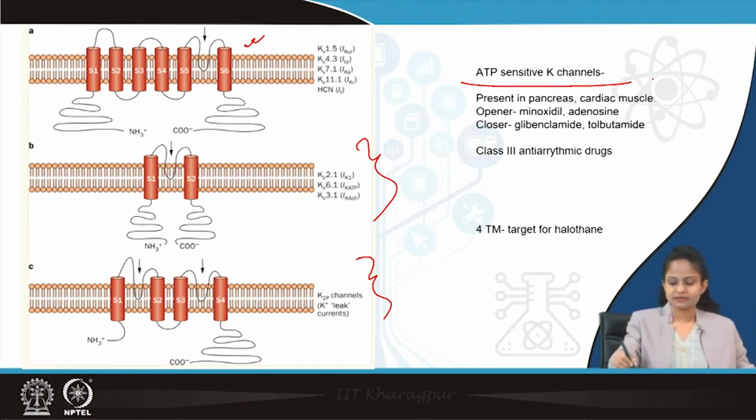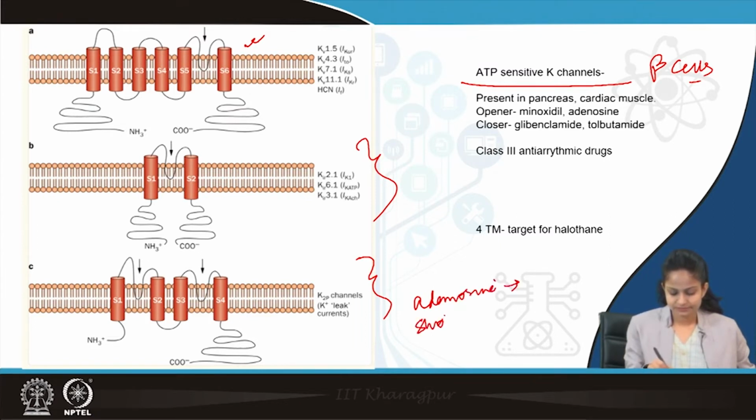So, pancreas means specifically beta cells, because I had told you it plays a very important role in the insulin release. So, the stimulator for the ATP sensitive potassium channel is minoxidil, very rampantly used for hair fall treatment. Then we have adenosine. Now, adenosine in heart acts by shortening the cardiac action potential duration.